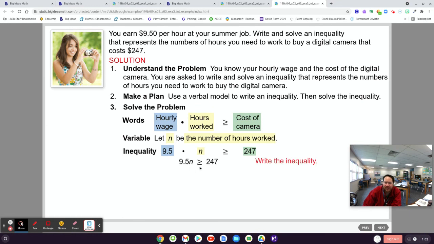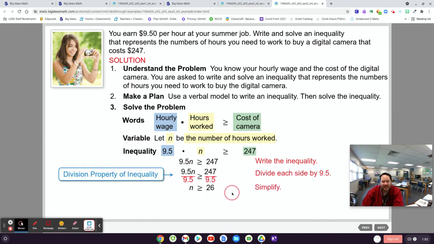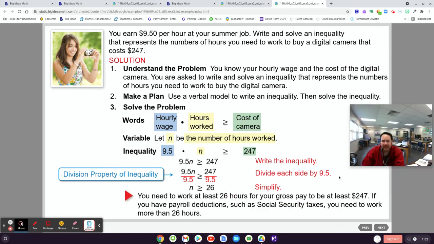So there is our inequality. 9.5 N is greater than or equal to 247. And then how many hours would you have to work to be able to afford this camera? Hopefully you divided each side by 9.5, and you get 26 hours. So you have to work at least 26 hours to be able to buy the $247 camera.